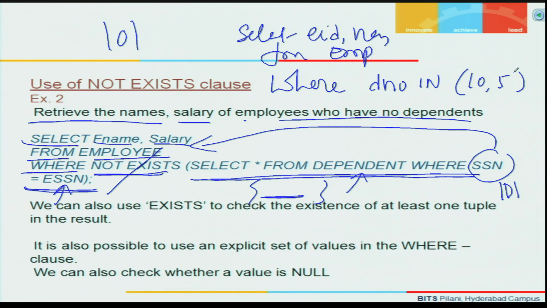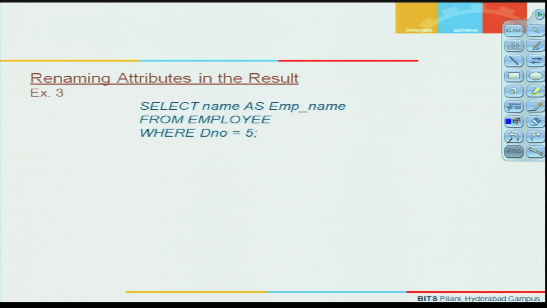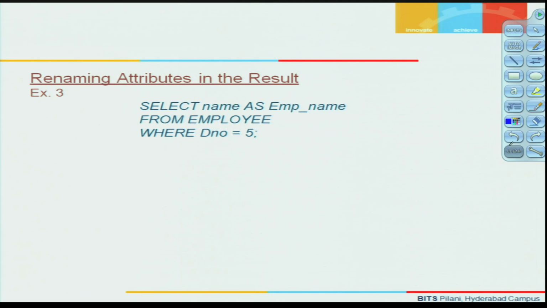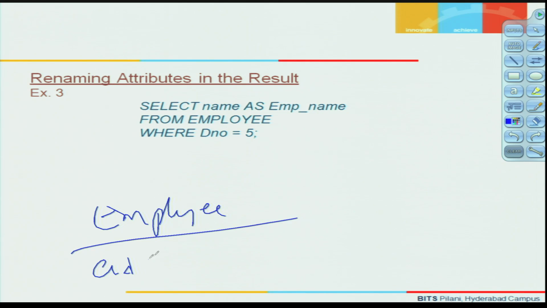That is possible, and we can also check whether a value is equal to null or not. That is also permitted. Then we can perform renaming of attributes in the result. Suppose there is an attribute called ename in the employee table. We assume there is an employee table with employee ID, name, and then DNO.